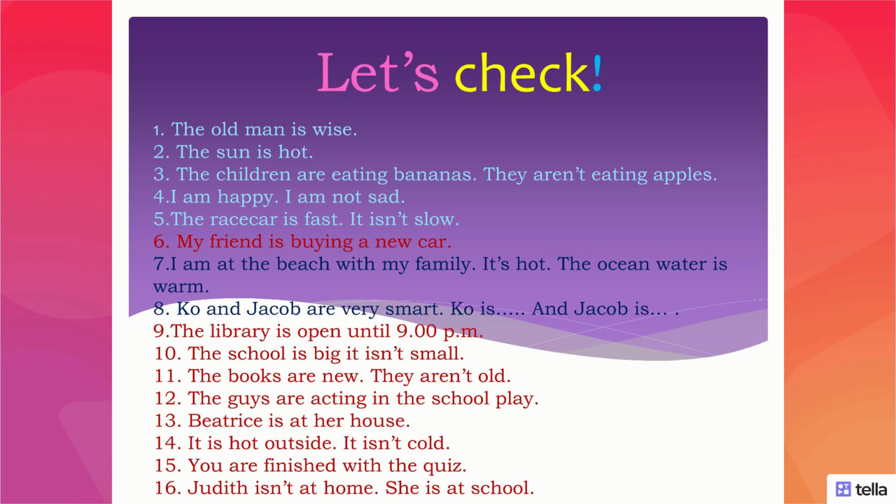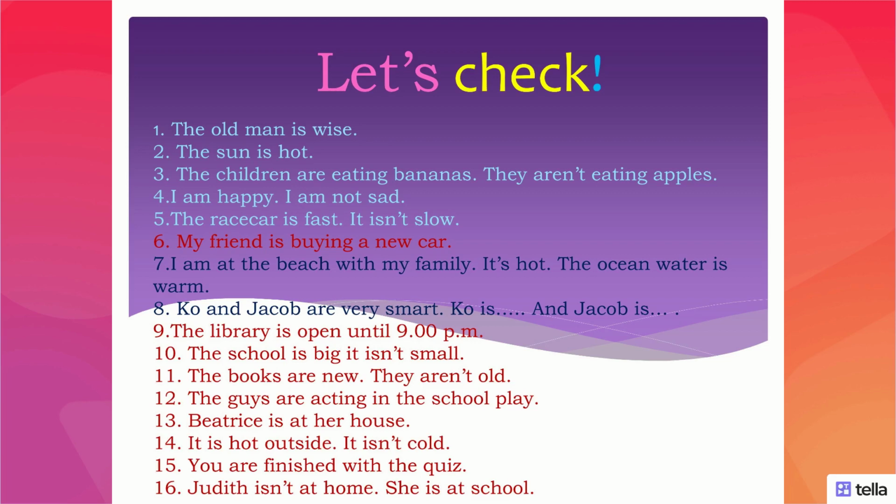Number 7, I'm at the beach with my family. It's hot. The ocean water is warm. Number 8, Co and Jacob are very smart. Co is and Jacob is. Number 9, the library is open until 9. Number 10, the school is big, it isn't small. Number 11, the books are new, they aren't old. Number 12, the guys are acting in the school play.